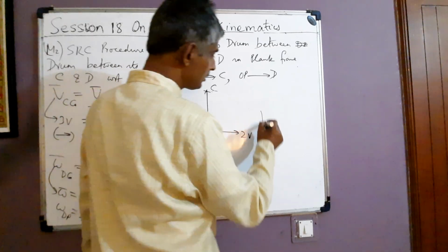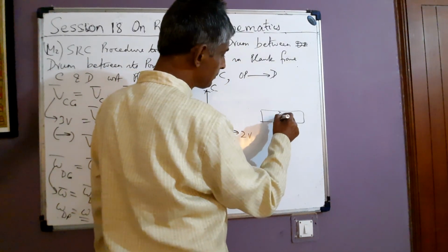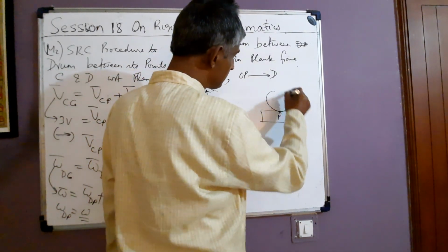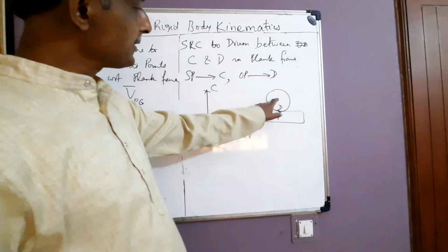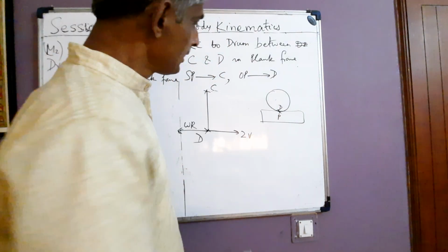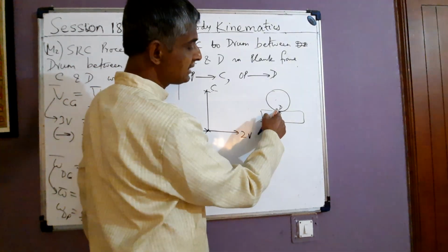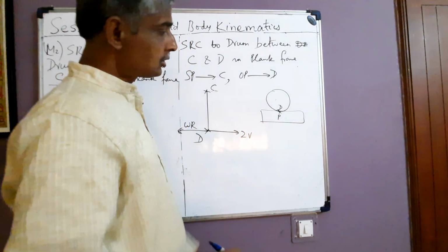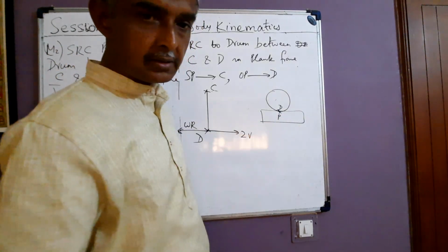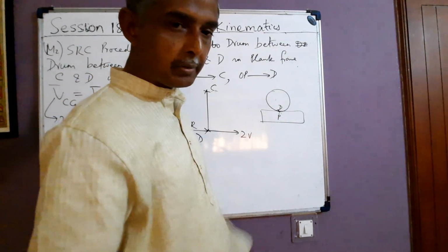Now you see, this is the plank, this is the material point P of the plank which is in contact with the drum. This is the drum. P is the material point of plank in contact with the drum. Now with respect to plank, P is at rest because P is the material point of the plank. So as seen from the plank, point P is at rest. But here pure rolling is taking place.